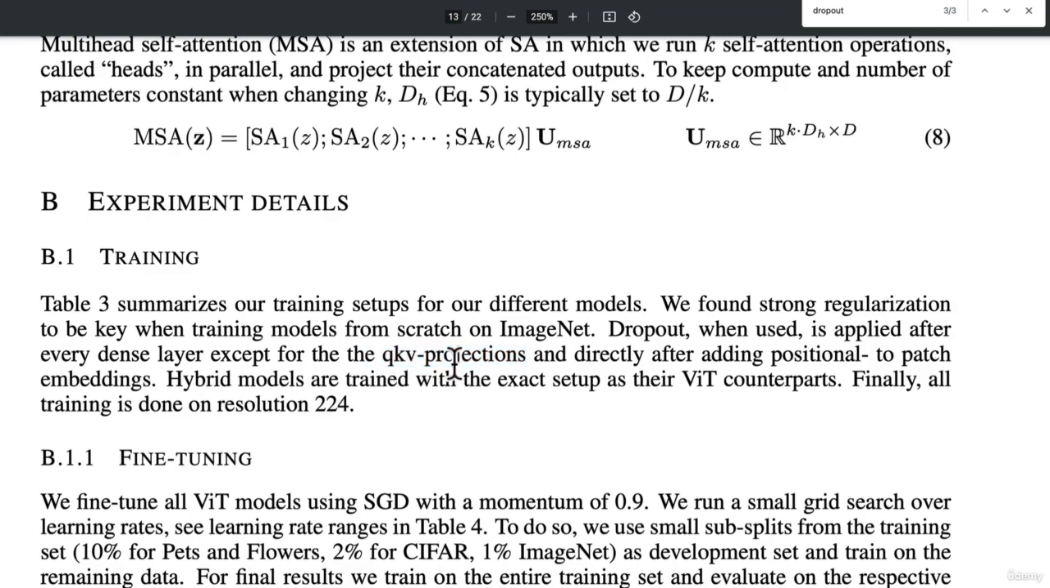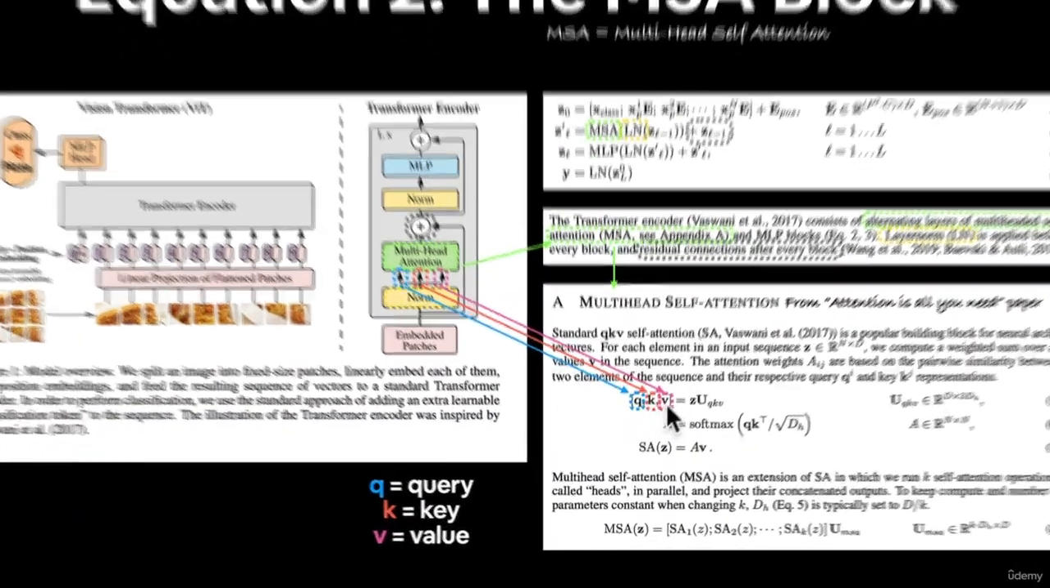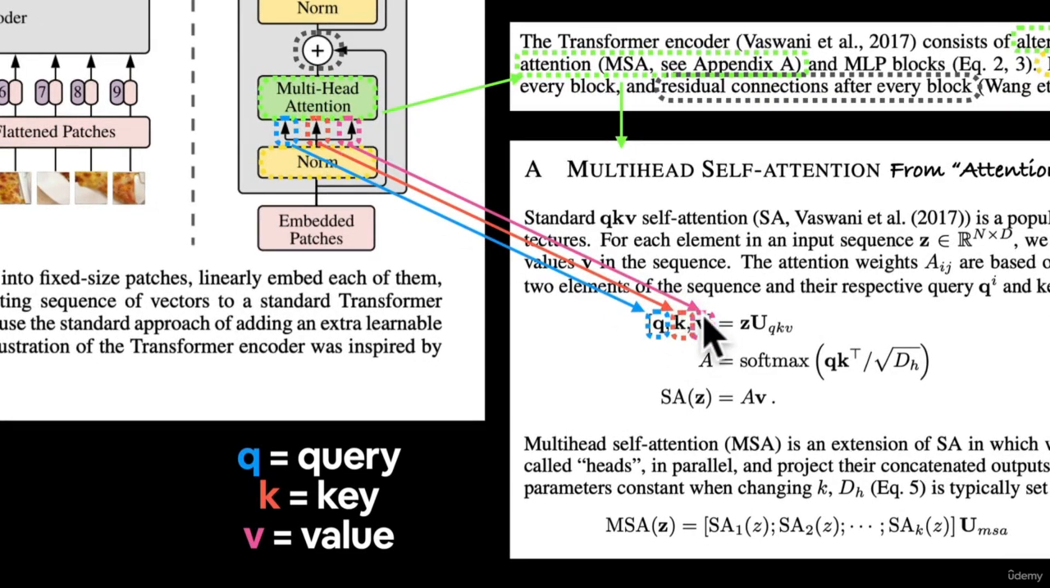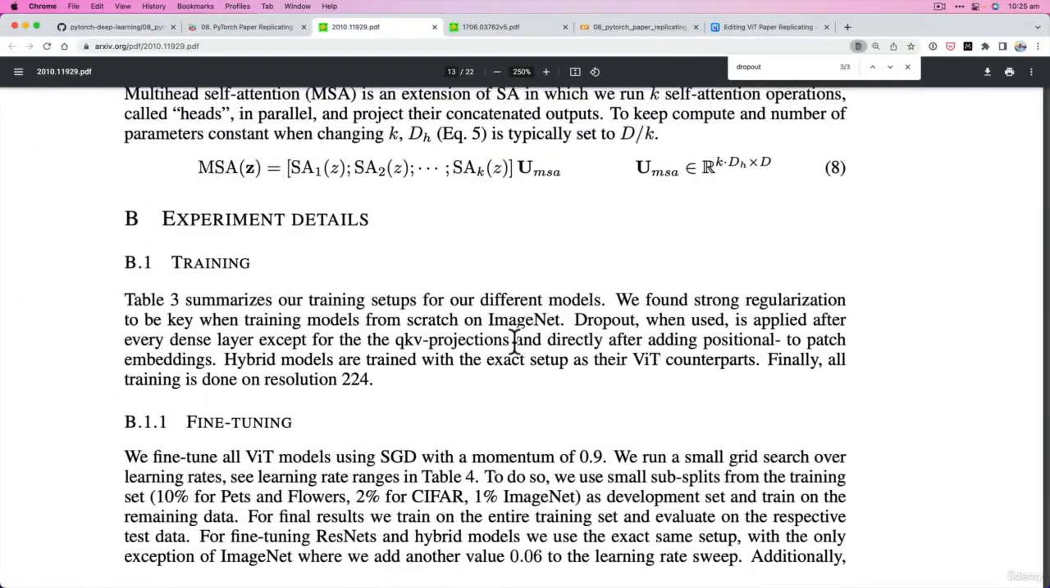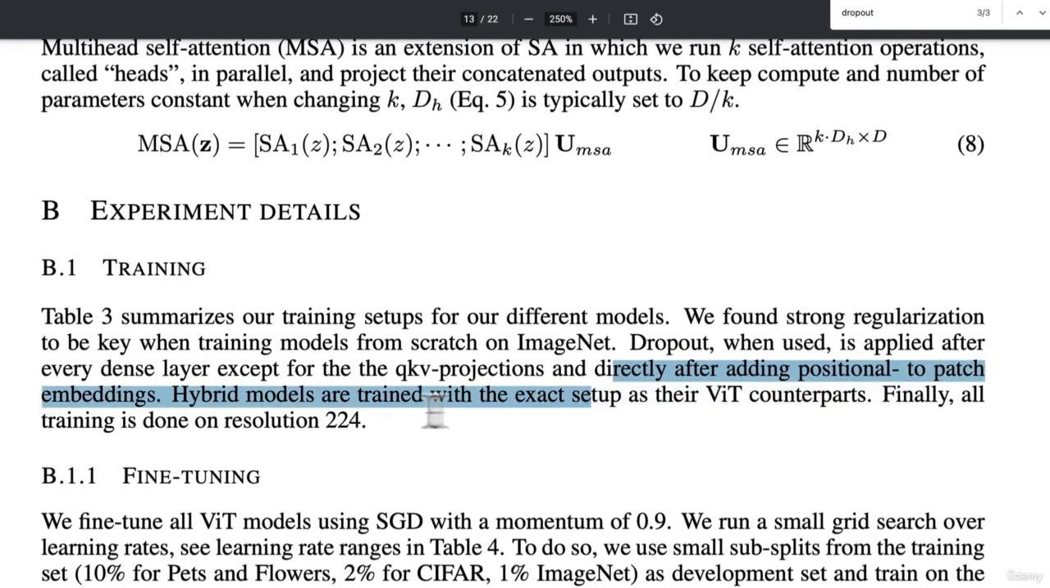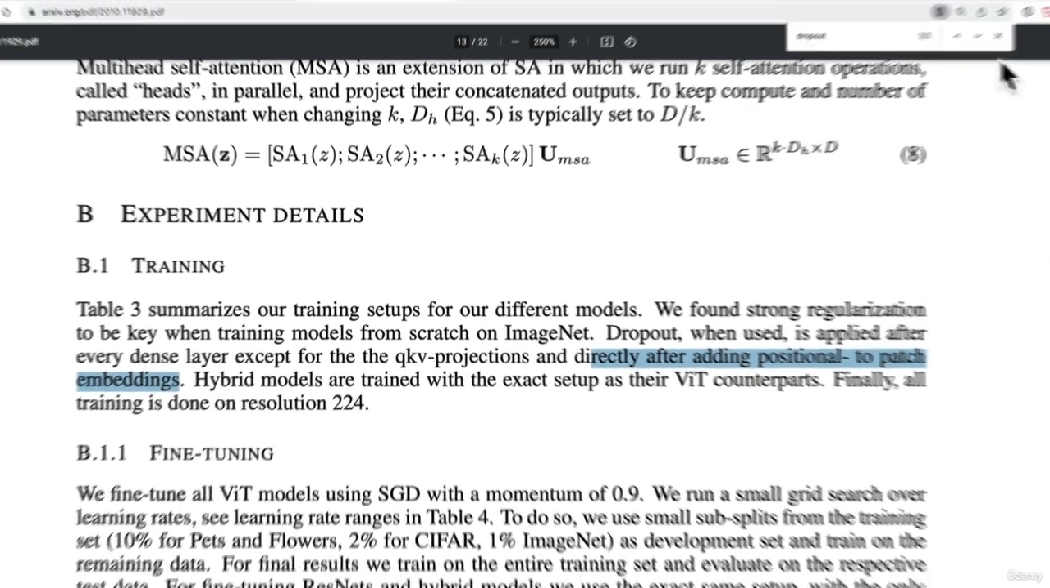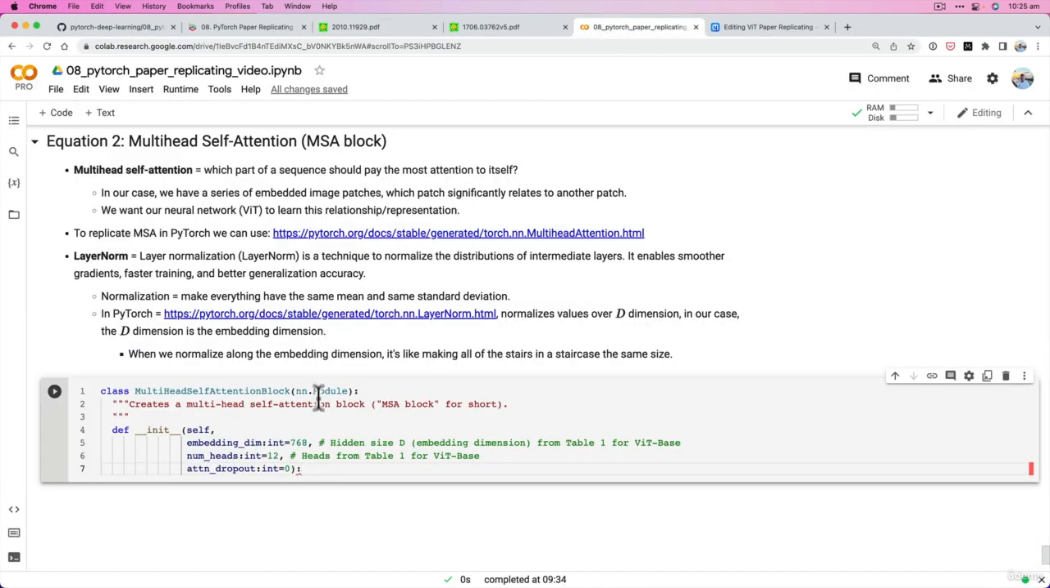Now, where have we seen QKV projections? We've seen it here. QKV. It's quite hard for me to read that. QKV projections. So that means we're not going to use dropout in our attention layers, according to the paper. And directly after adding the positional to patch embeddings. Oh, we haven't done that yet. We might have to do that later on when we create the full ViT architecture. But let's not stop there.